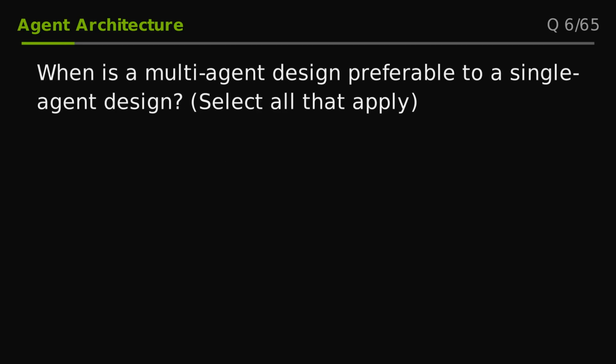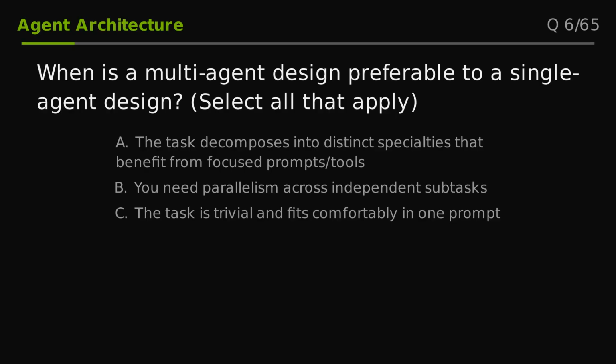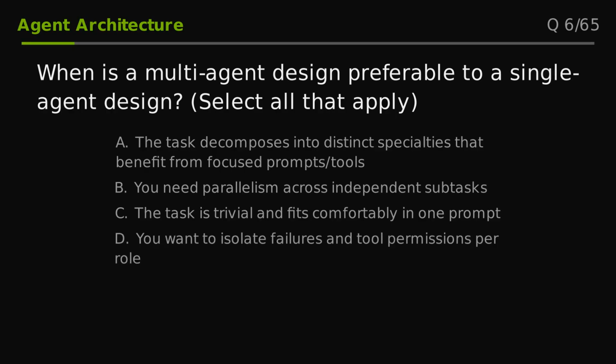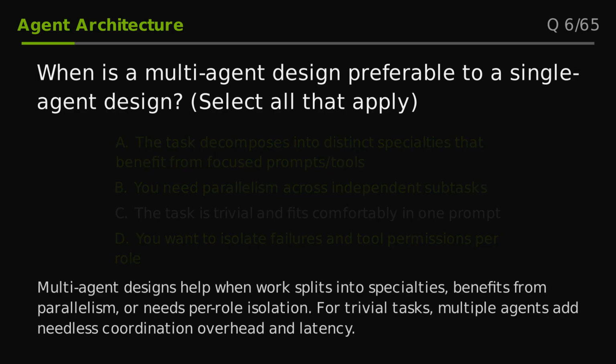Question 6. When is a multi-agent design preferable to a single-agent design? Select all that apply. Option A: The task decomposes into distinct specialties that benefit from focused prompts and tools. Option B: You need parallelism across independent subtasks. Option C: The task is trivial and fits comfortably in one prompt. Option D: You want to isolate failures and tool permissions per role. The correct answers are A, B, and D. Multi-agent designs help when work splits into specialties, benefits from parallelism, or needs per-role isolation. For trivial tasks, multiple agents add needless coordination, overhead, and latency.